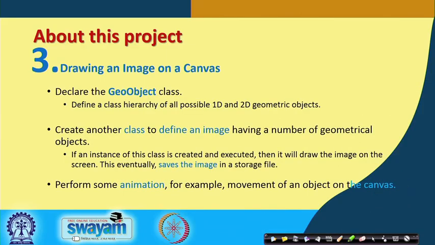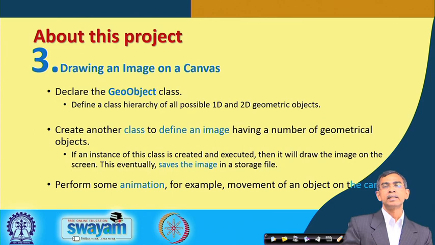This project is basically drawing an image. The image consists of several geometrical objects. A point may be a geometrical object, a line, a triangle, a circle, an ellipse, any polygon, or a rectangle, a square. Not only that, these objects can be filled with different colors and different styles, and their border or line can also have a different color and style. So, this is basically the way geometrical objects can be drawn.